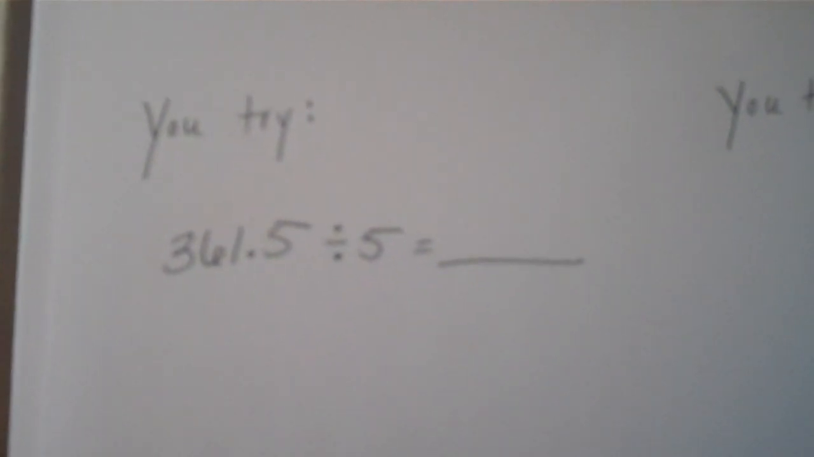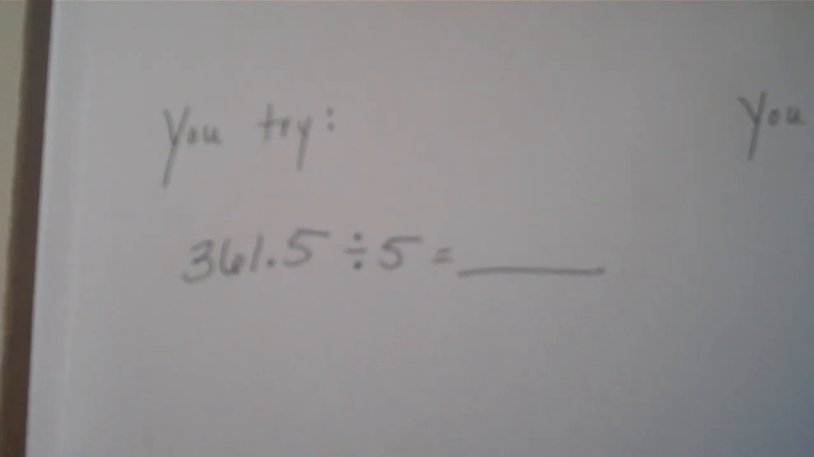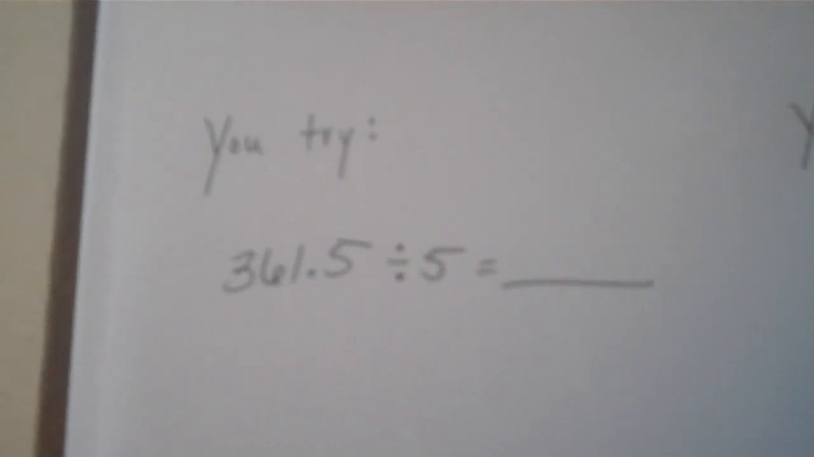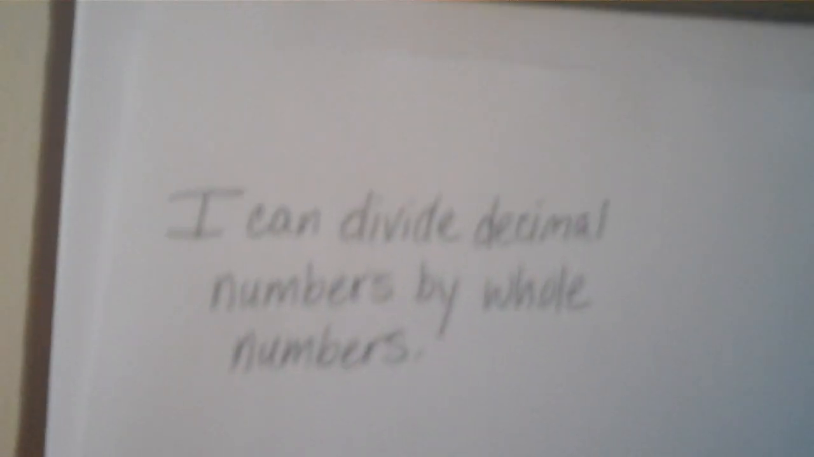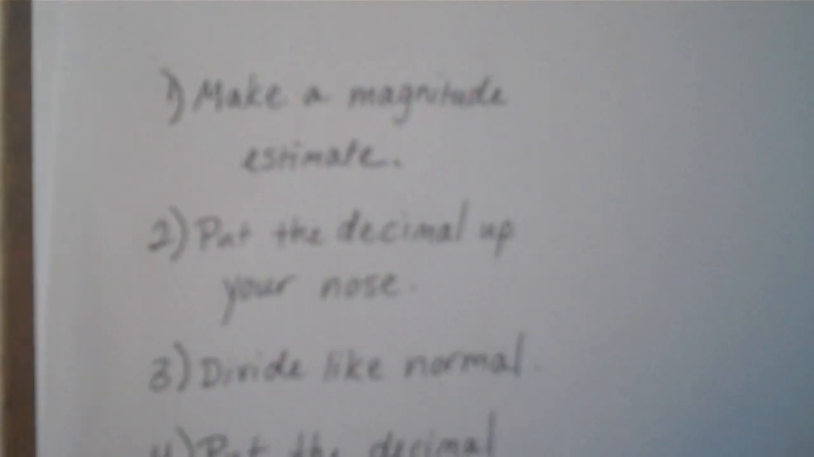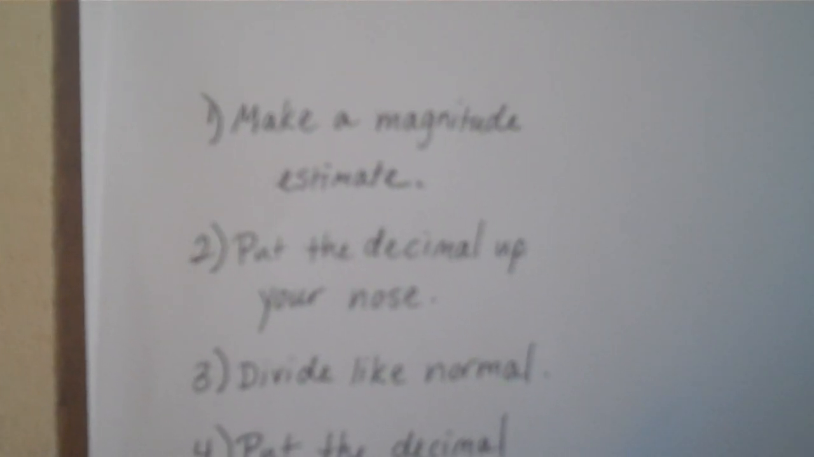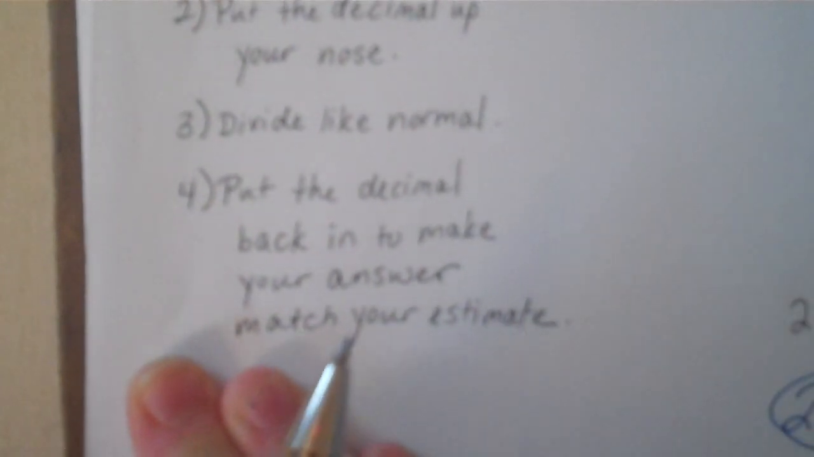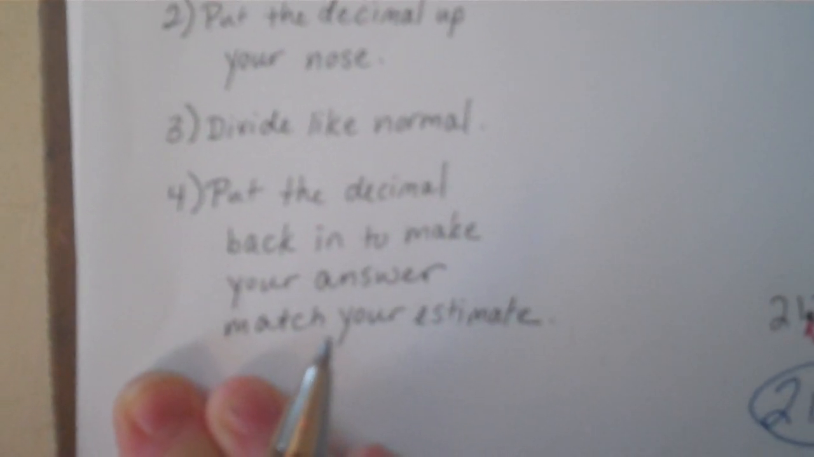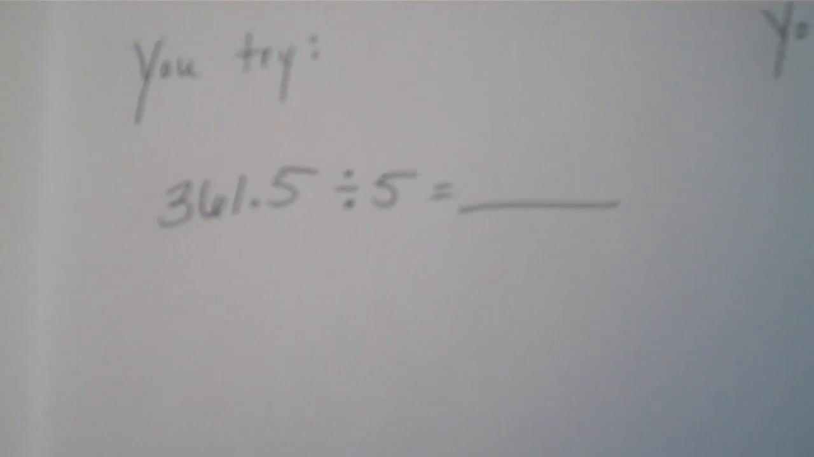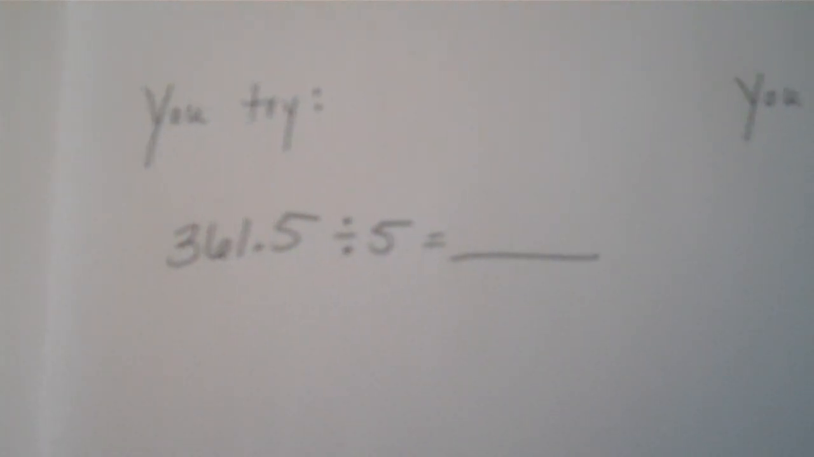Solve 361.5 divided by 5. Remember that your steps are: 1, make a magnitude estimate. 2, put the decimal up your nose. 3, divide like normal. 4, put the decimal back in to make your answer match your estimate. Go ahead and pause while you solve.